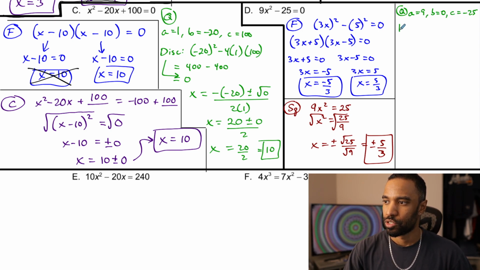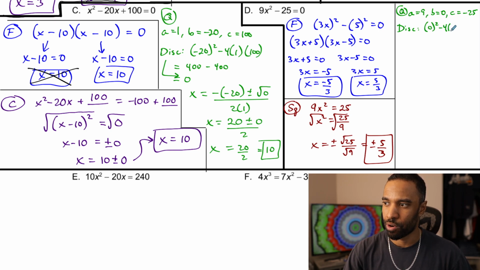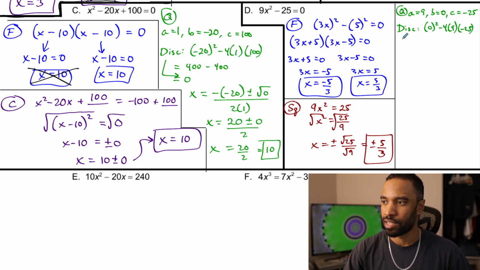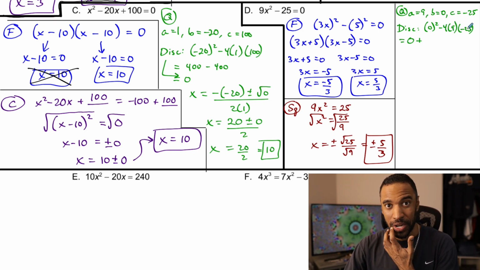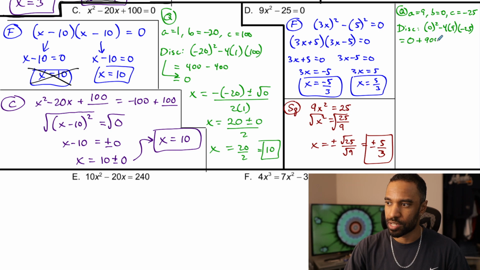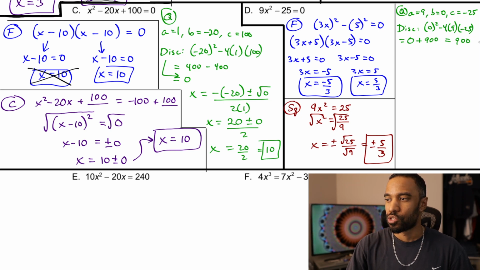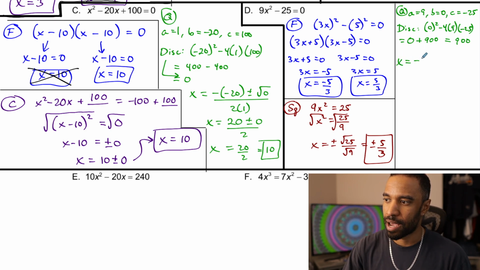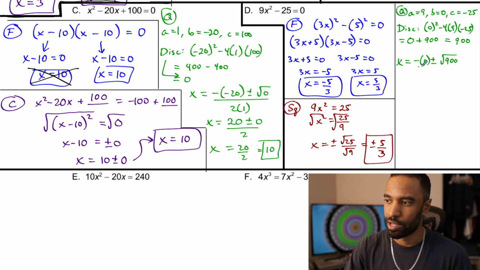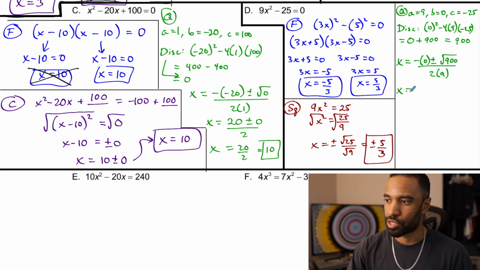There we go. So the discriminant right here, I'm going to start with b squared minus 4ac. And with that negative 25, that means I'll be adding. So this becomes 0 plus 4 times 25 is 100, and then times 9 is 900. So 0 plus 900, which is 900. So that's my discriminant. That's where I'm going to take the square root here. So I get x equals minus b, or negative b, plus or minus the square root of 900, all divided by 2 times 9. The square root of 900 is 30.